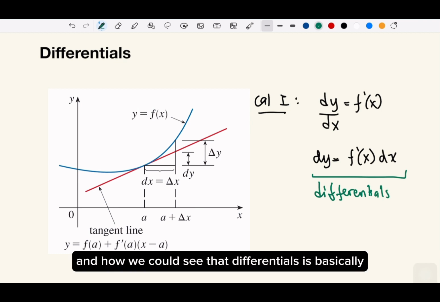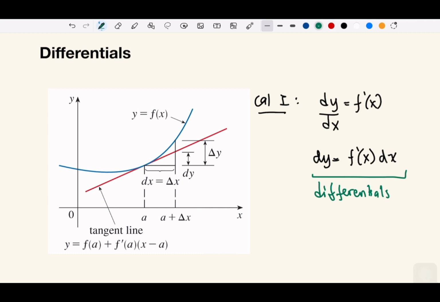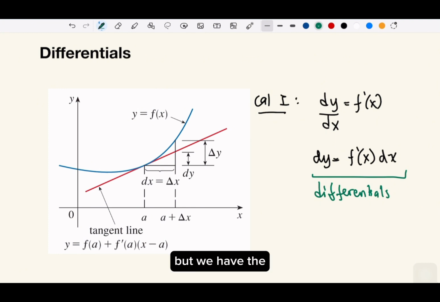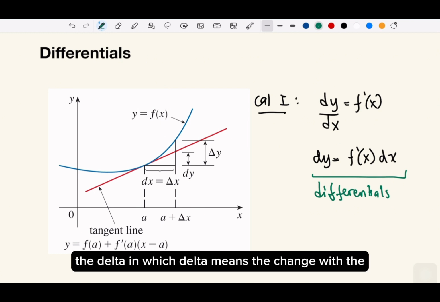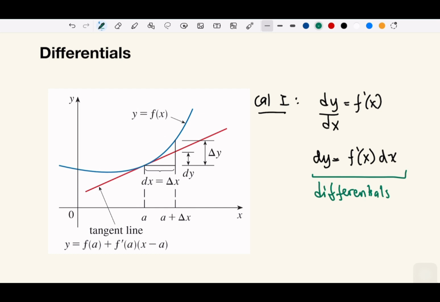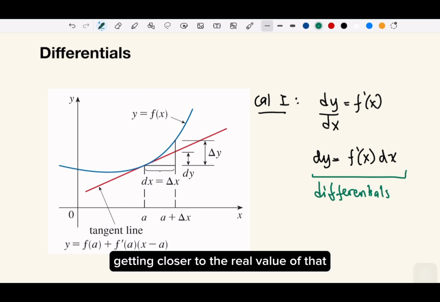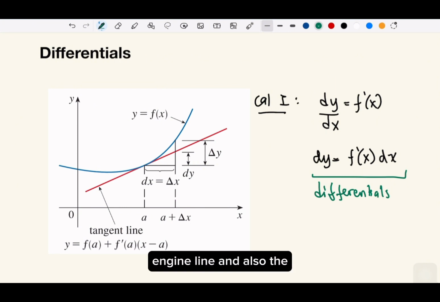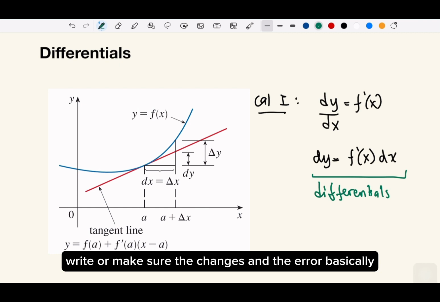And we can see that the differential is basically the change in the height. So this is the dy, it's basically for the tangent. But we have the delta, in which delta means the change along the curve, at the point. So we have a delta and we have a d, and they have differences, right? So we could make some error measurement: is our approximation getting closer to the real value or not? Using the tangent line, this dy and the delta can help us measure the changes and the error.